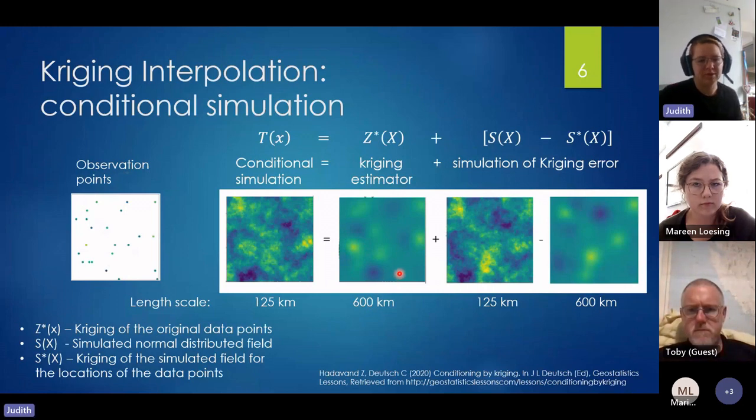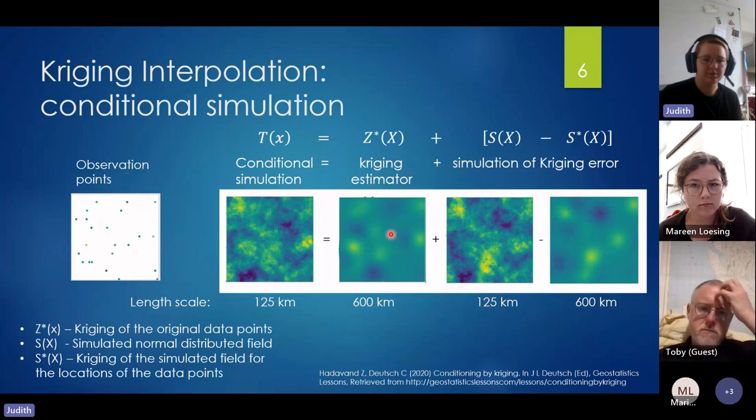just a random distributed field simulation. We get some random field with a small length scale. For Greenland, this will be 125 kilometers. And then we can take the values from our simulated field at the location of our observation points and perform again a kriging interpolation, but this time from our simulated field with the large length scale.